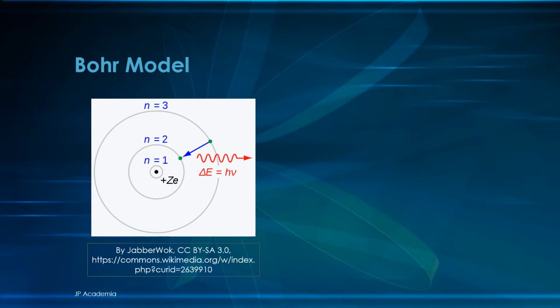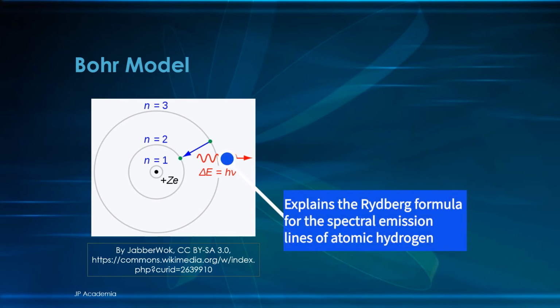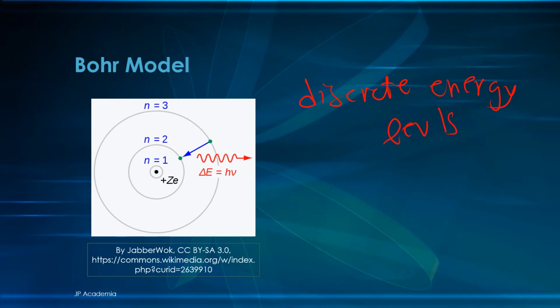An improved Rutherford model of the atom was made by Niels Bohr, wherein he hypothesized that the electrons orbit the nucleus at certain discrete energy levels, as shown in the figure. So we have your first energy level here, followed by the second one. So these are your electron orbitals.